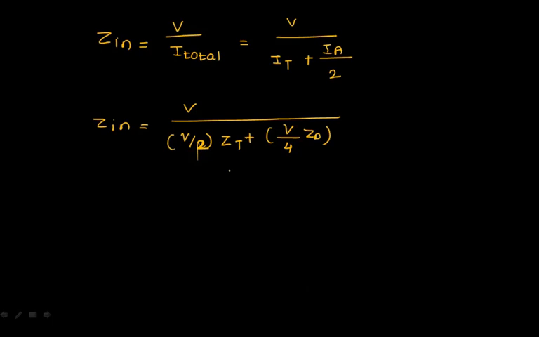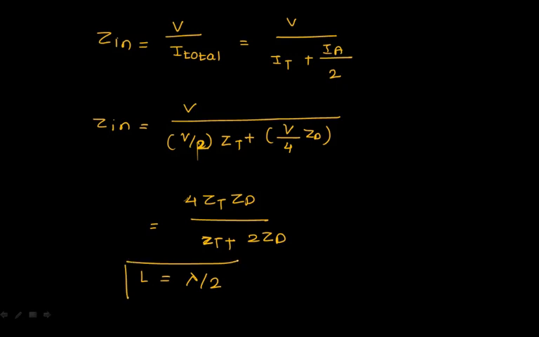So if you are replacing these things, I'm just going to write down all the things here. V and V will get cancelled. 4ZT ZD is equal to ZT plus 2ZT. Just see whether I am writing all the things. Your length is lambda by 2, so replace that in ZT. I have a ZT over here. ZT is the total impedance.